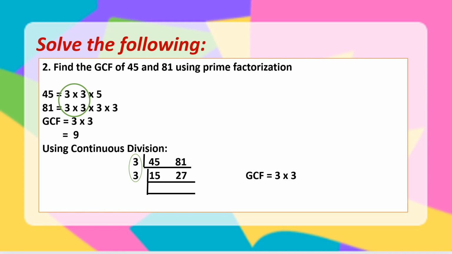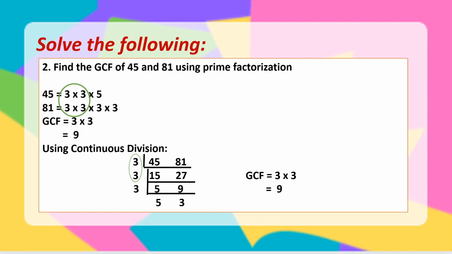Now, using the continuous division, let's see if we can still get the same answer, which is 9. So, 45 and 81 can be divided by the prime number 3, since they cannot be divided by 2. So, 45 divided by 3 is 15, 81 divided by 3 is 27. These two numbers are composite. So, 15 and 27 can be divided by 3. So, 15 divided by 3 is 5. 27 divided by 3 is 9. So, 5 is prime, but 9 is composite. So, we're going to continue dividing with 3.